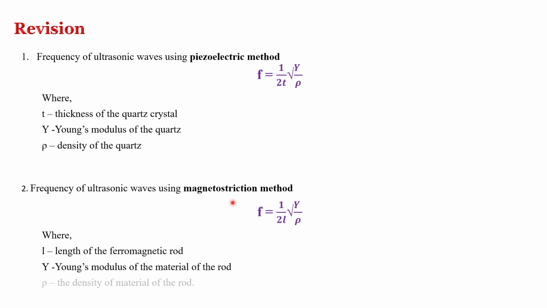If we talk about the magnetostriction method, then frequency calculations are done with the formula f = 1/(2L) √(Y/ρ). If you see, both formulas are nearly the same. In place of t, here the parameter L is used, which is nothing but the length of the ferromagnetic rod.